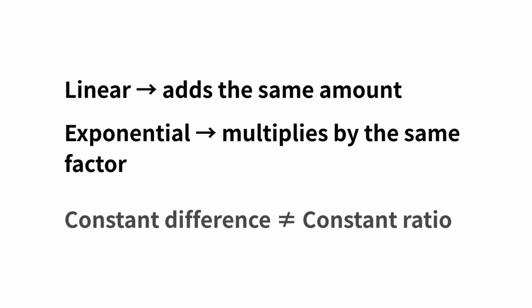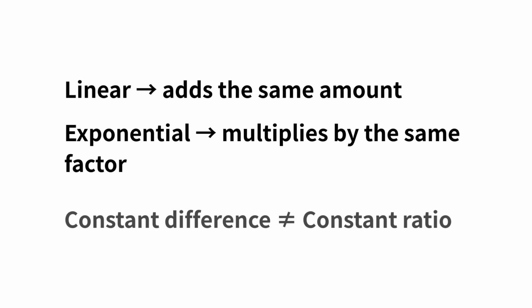So the gap between values grows. The increase itself increases. Many students mix these two ideas. They hear increasing and assume straight line. But a straight line means constant difference. Exponential means constant ratio, and those are not the same thing. Constant difference is linear. Constant ratio is exponential. If you confuse those two, you will almost always choose the wrong answer.